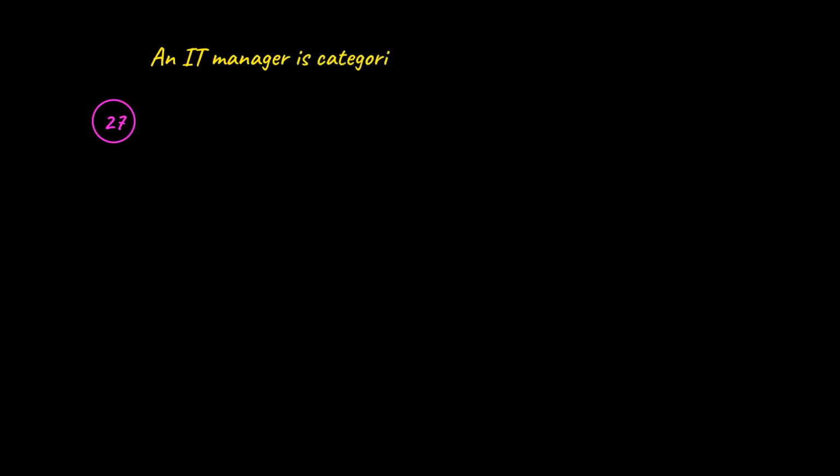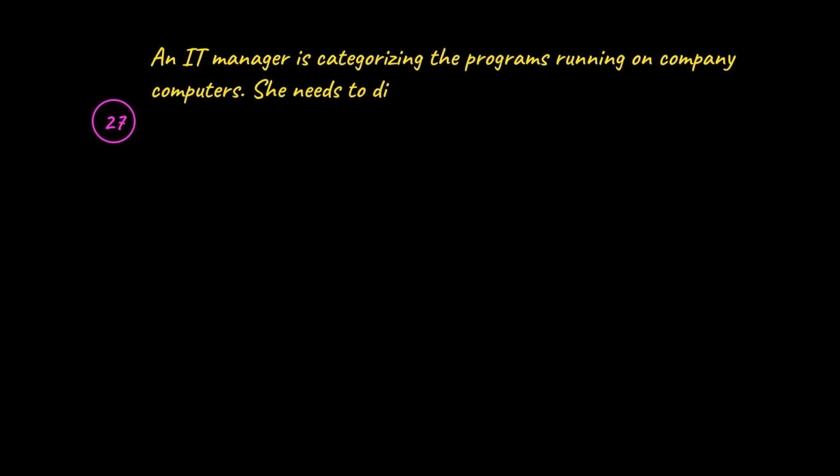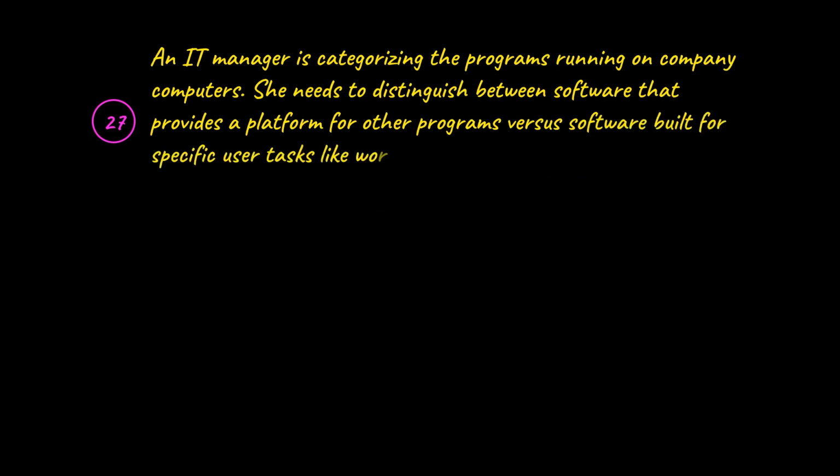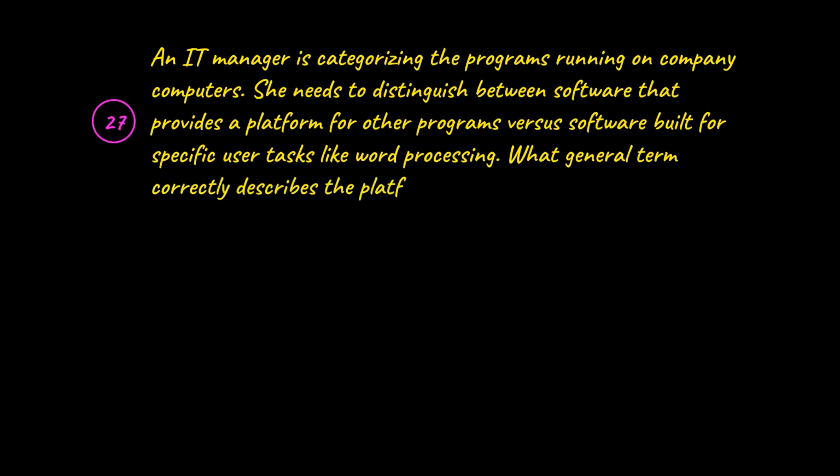Question 27. An IT manager is categorizing the programs running on company computers. She needs to distinguish between software that provides a platform for other programs versus software built for specific user tasks like word processing. What general term correctly describes the platform providing category?